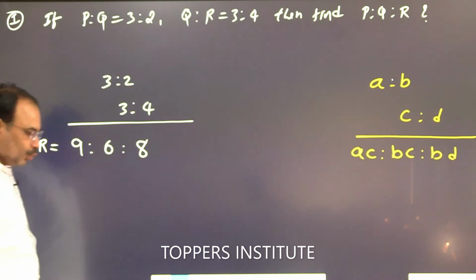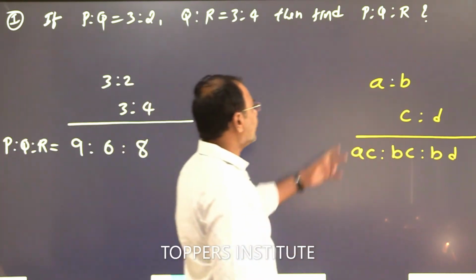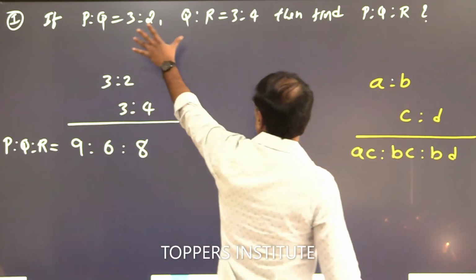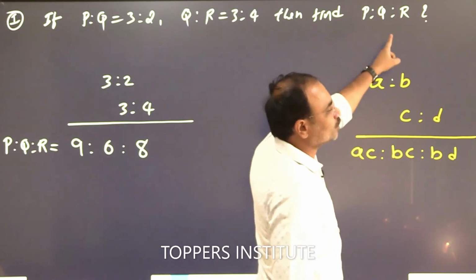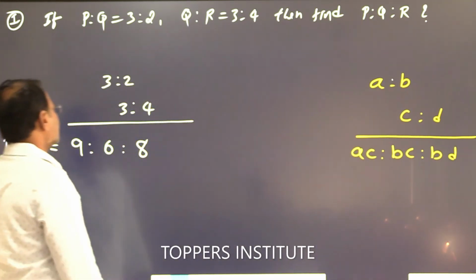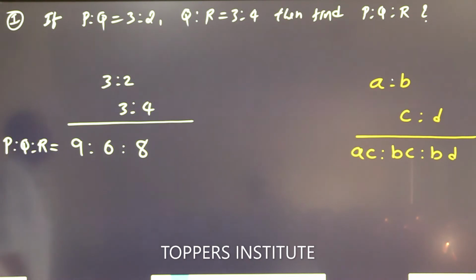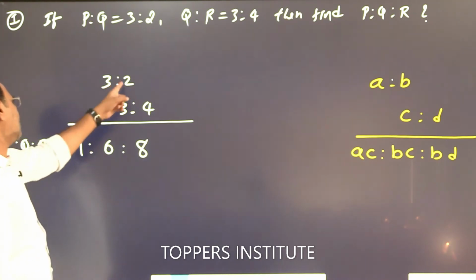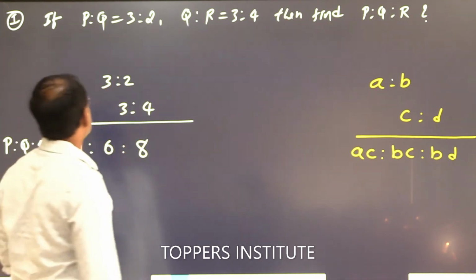If you have two ratios, then you will get three terms. This is the first working rule. So 3 is to 2, 3 is to 4. 3 into 3 is 9, 2 into 3 is 6, 2 into 4 is 8. Next question.